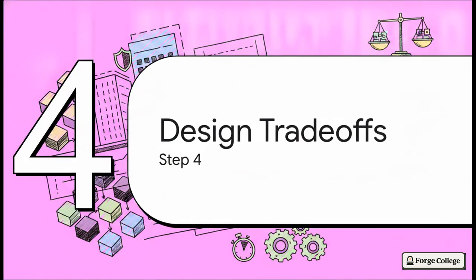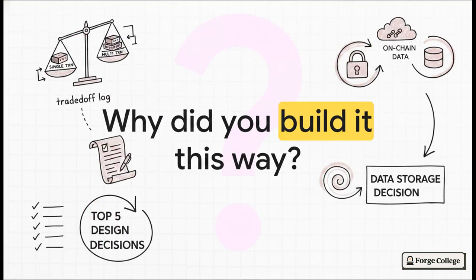Next up, step 4, justifying your design trade-offs. This flows directly into defending the architectural choices you made during prototype planning and integration testing. Why did you build it this way? Let's be real. This is the ultimate question your team, your stakeholders, or your auditors are going to ask you, and you must have a rock-solid answer. You need to record your top 5 design decisions in a trade-off log. You'll be evaluating major choices like whether you opted for single transaction versus multi-transaction flows, or why you chose to store certain data on-chain versus off-chain.